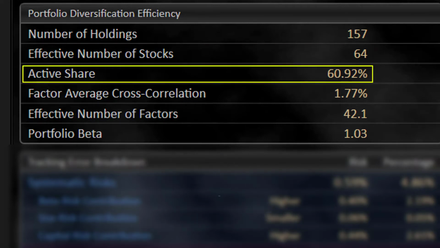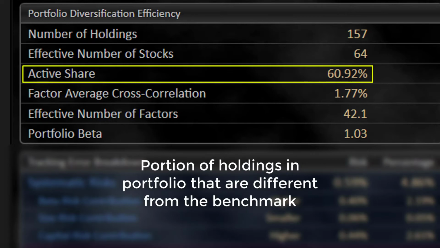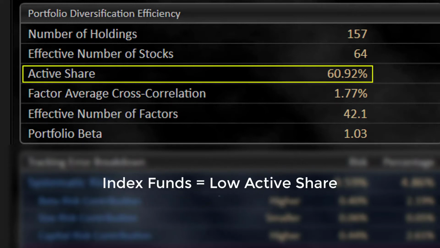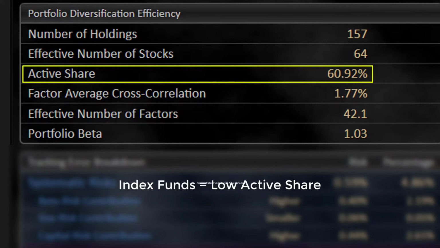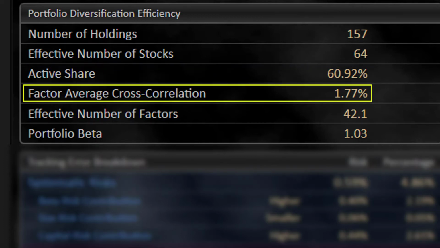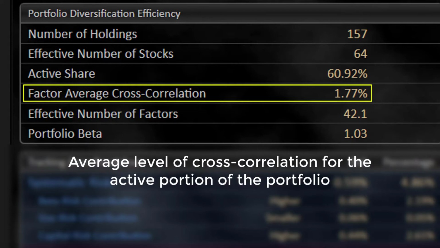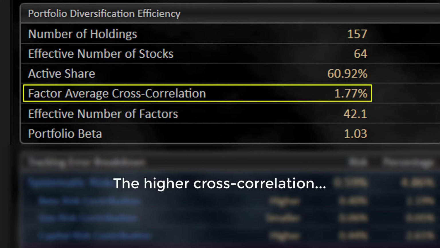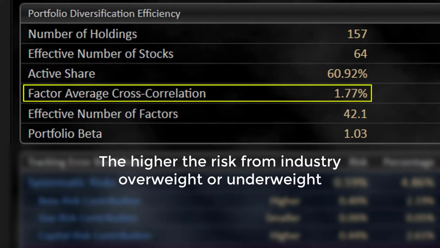Active share represents the portion of portfolio holdings that differ from benchmark holdings. Index funds will exhibit low active share, while concentrated funds will generally be high. Factor average cross-correlation, as the name implies, is the average level of cross-correlation for the active portion of the portfolio. The higher the cross-correlation, the higher the risk from industry over or underweight positions.